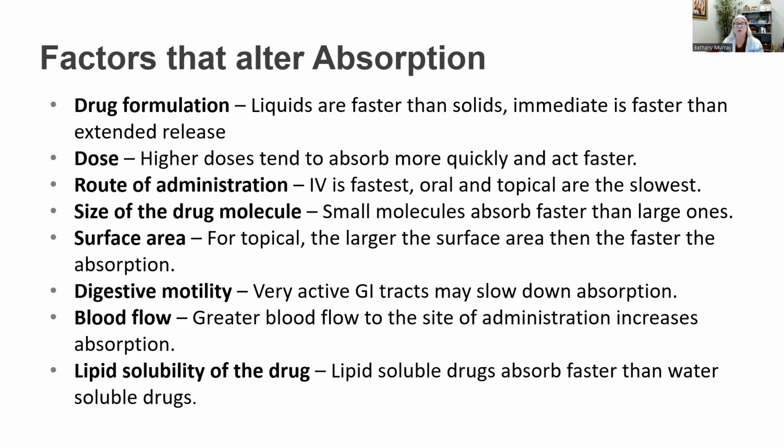The reverse is true, though, if you're looking at an area that has a lot of blood flow. The liver, the kidneys, the heart, and other organs in the body that are highly vascularized will have more absorption of drug, just as a matter of having more blood available to them.